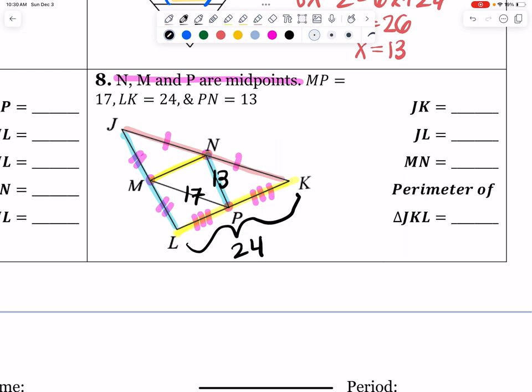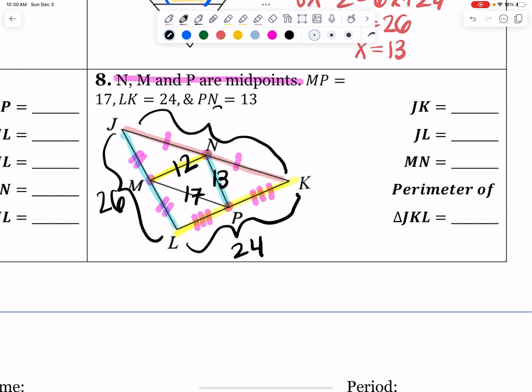If this is 24, the mid-segment is going to be half of that, which is 12. If this is 13, the third side is going to be double that, which is 26. And then if this piece is 17, then that full amount must be double, which is 34. So what is J to K? J to K is 34. J to L is 26. We've already found it. M to N is going to be 12.